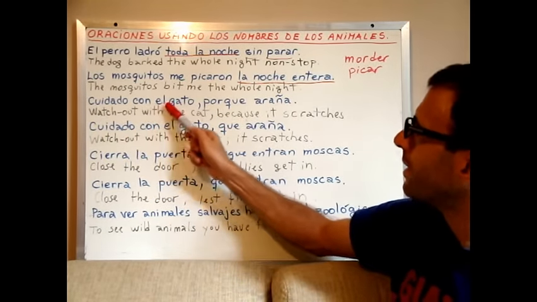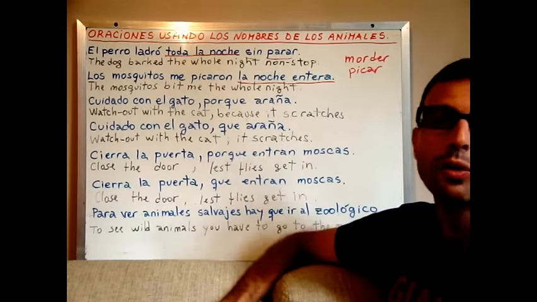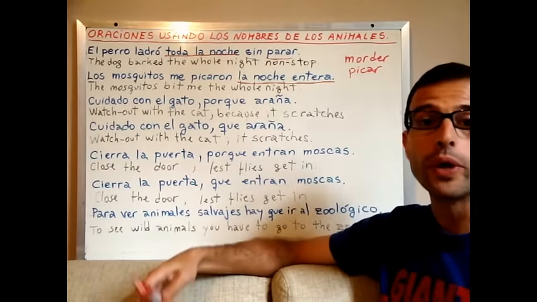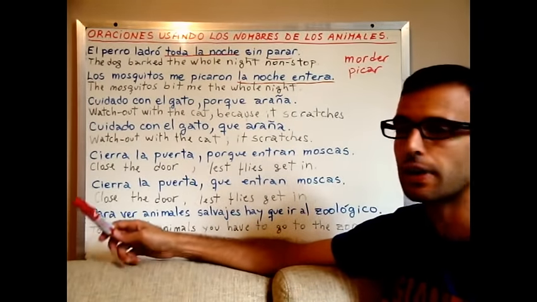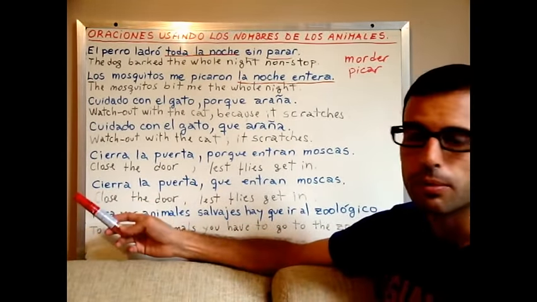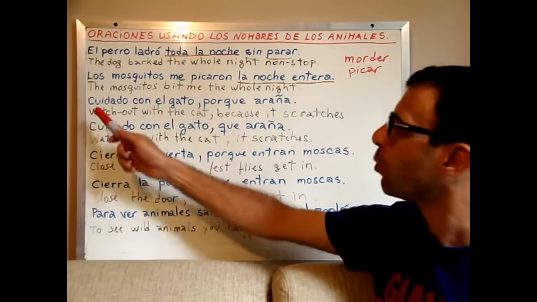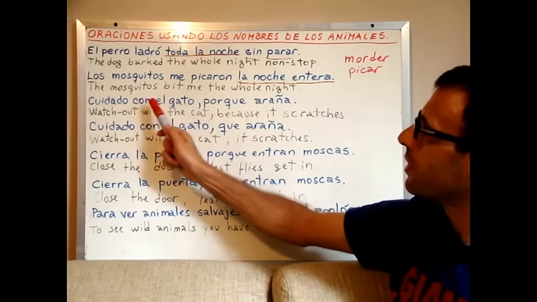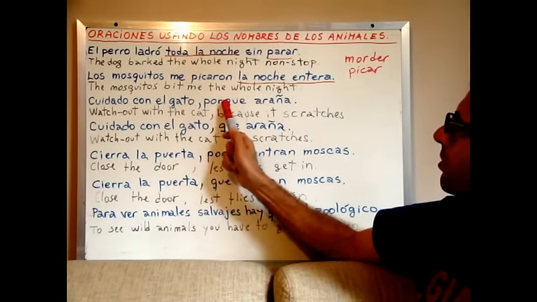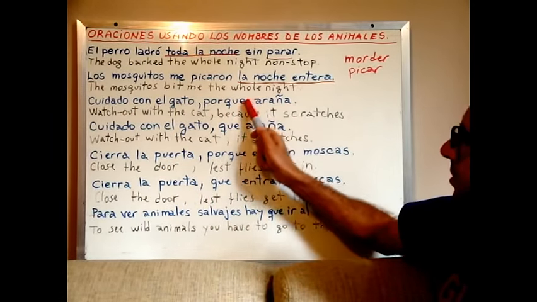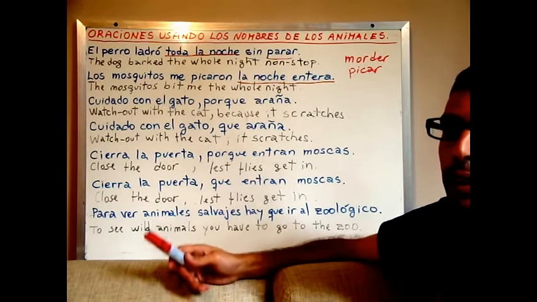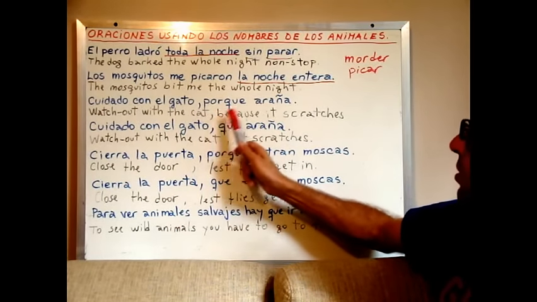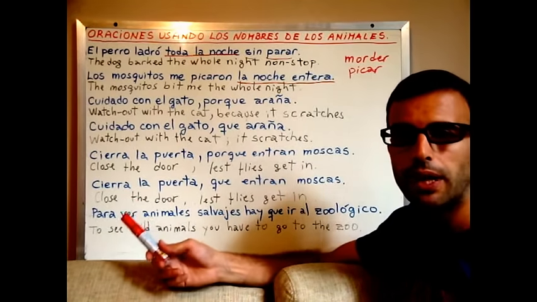Cuidado con el gato, porque araña. Cuidado means beware, watch out, right? We are warning somebody. Cuidado is a warning. Watch out with the cat because it scratches, right? This is the literal word-by-word translation. I know that in English you wouldn't say because it scratches, you would say because it may scratch you, right?